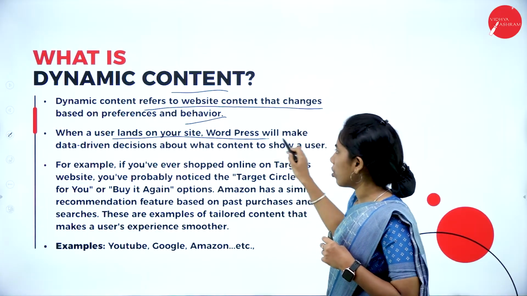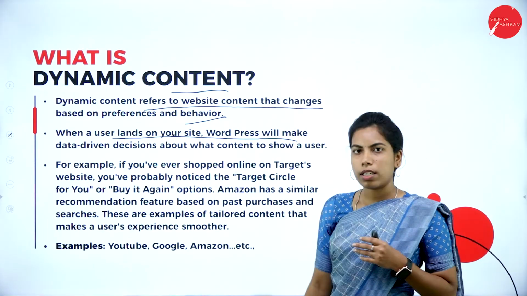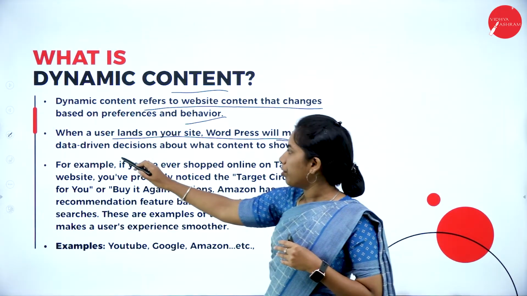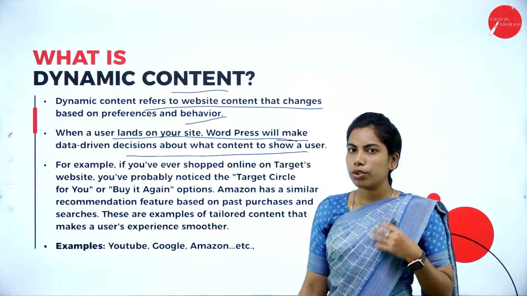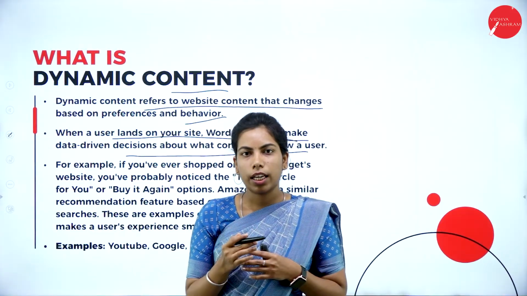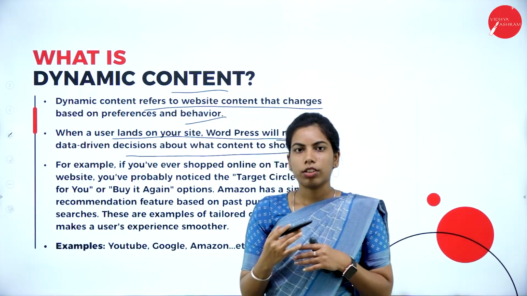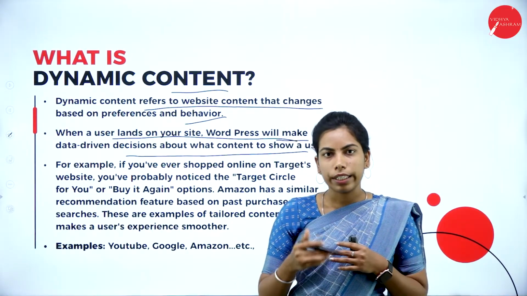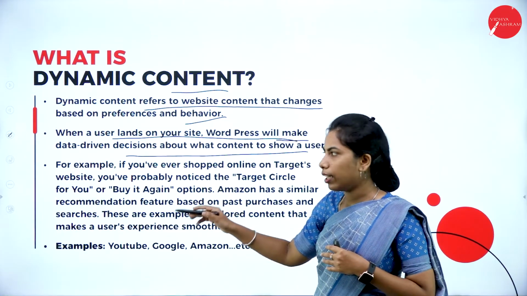When a user lands on your site, for example WordPress, which is also one of the CMS tools, it will make a data-driven decision about what content to show the user. So dynamic content, or dynamic in nature, means the admin can change what exactly the end users can see on their website. That is what dynamic is.